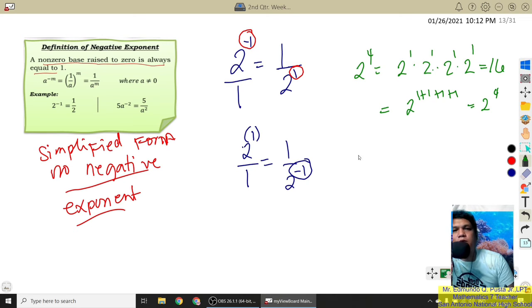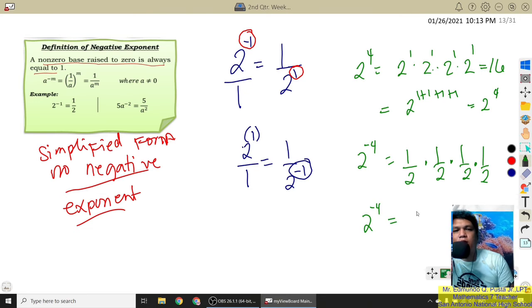Okay? Now, what if we have 2 raised to a negative number? Let's say negative 4. 2 raised to negative 4. So, here, we're actually multiplying. But this one, we're actually doing the opposite of multiplying. Now, the opposite of multiplying is what? The opposite of multiplying is dividing. Okay? So, if we have that one, we're actually dividing by 2. Dividing by 2 is actually multiplying by 1 half. This is what it means. Okay? So, actually, we have 2 raised to negative 4 equal to 1 over 2 raised to positive 4.